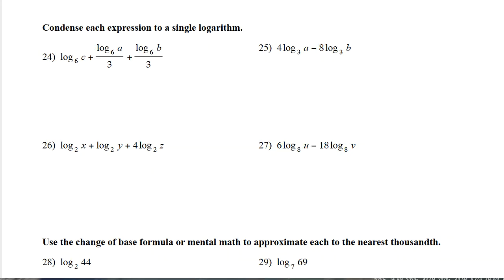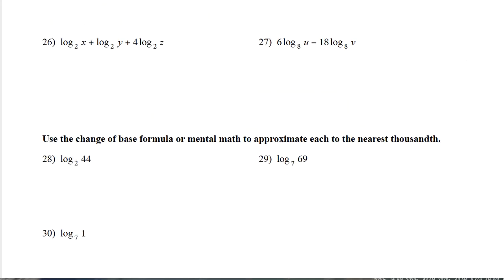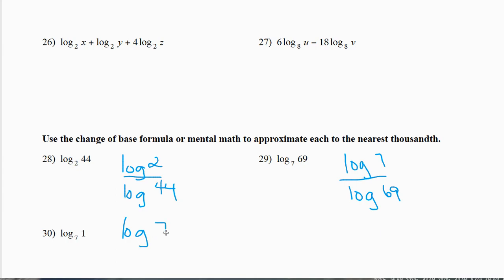Okay, change of base formula. Remember, this is simply going to be log of 2 divided by log of 44. Log of 7 divided by log of 69. Log of 7 divided by log of 1. That's it.